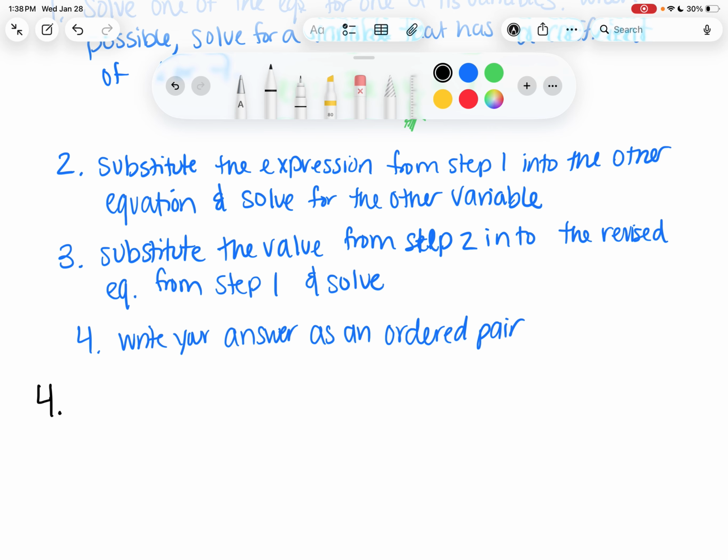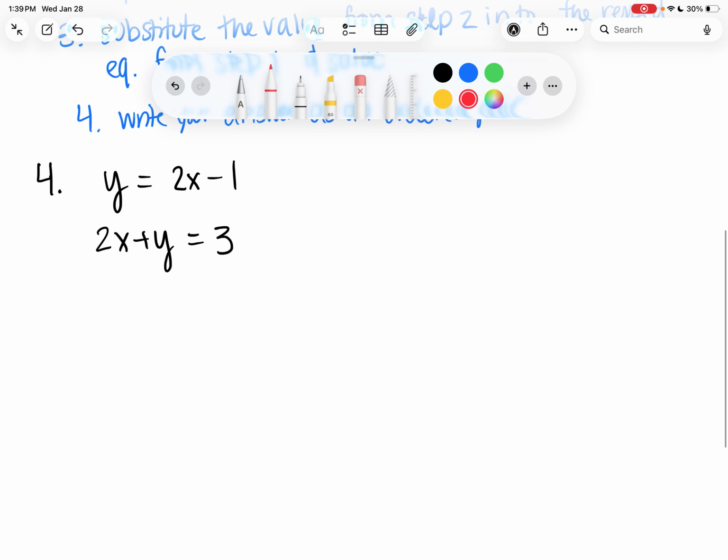Okay, so number 4, the first equation is y equals 2x minus 1, and the second equation is 2x plus y equals 3. So what I see right away is that they've already done step 1 for me. I have a variable by itself. If it was x equals something, again, that's fine. It doesn't have to be y. This one just happens to be. So I'm going to take this 2x minus 1, and I'm plugging it in for y into the other equation.